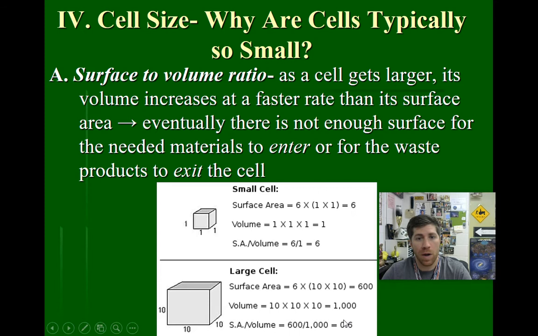And so the bigger we are, the harder it is for us to bring in what we need and also get out what we need to remove from the cell, whether through endocytosis or exocytosis. And so cells, instead of growing really, really large, will typically divide.